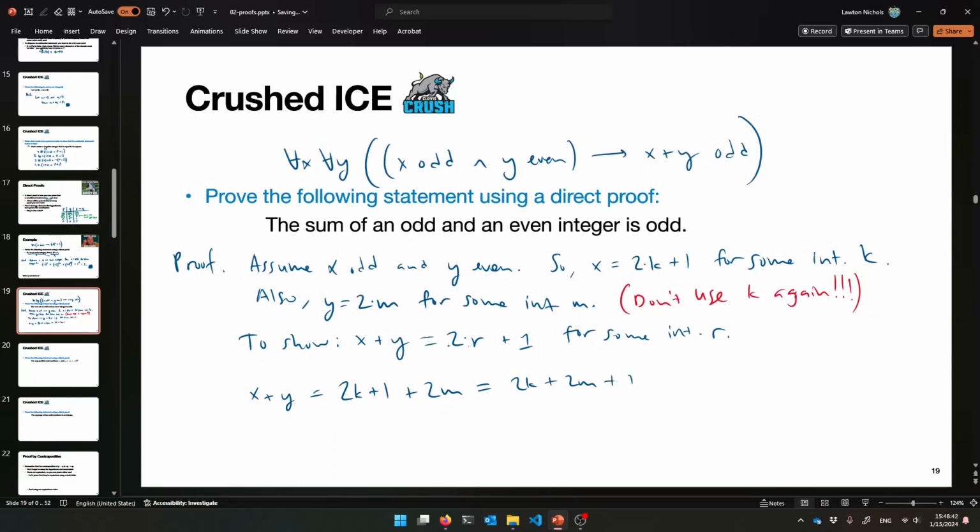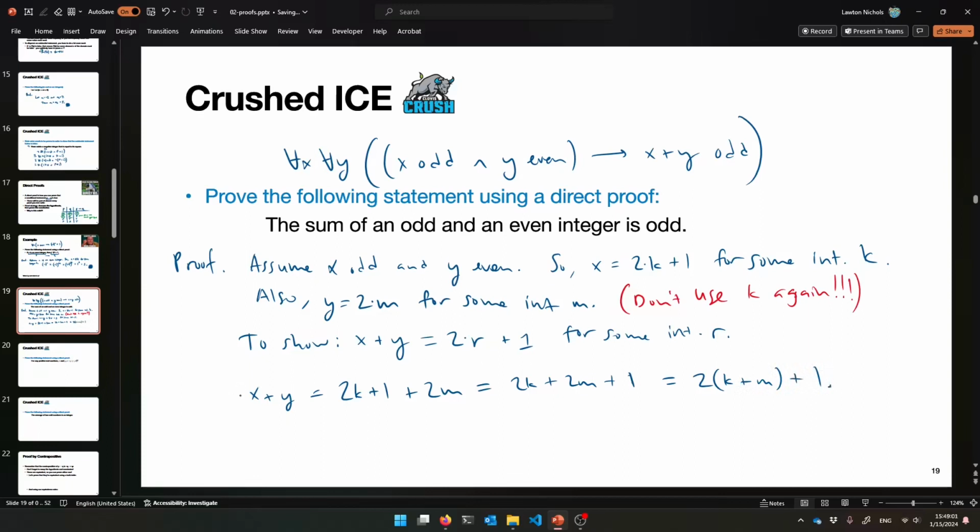Ooh, do you see what a good value of r could be here? It's starting to look like this, isn't it? I just need to find whatever r could have been, find a value for it, so that I can factor out a 2 from that first bit, right? That's equal to 2 times k plus m, plus 1.